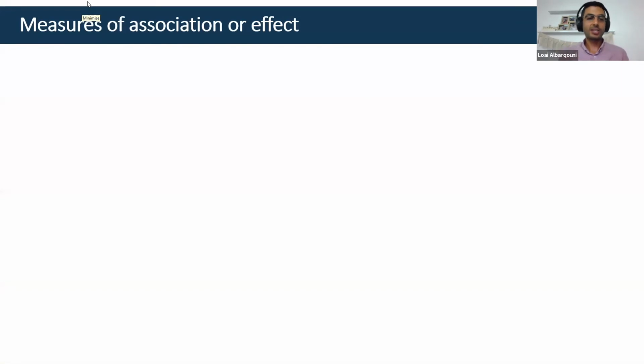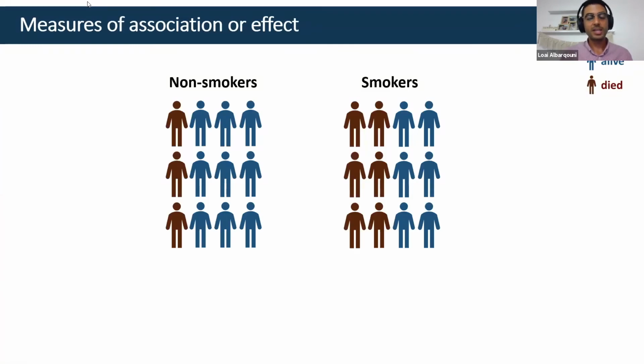So usually if you have an association or effect and you would like to measure the difference between the two groups. Let's take an example. You have two groups, one group of non-smokers and one group of smokers, and the outcome that you are measuring is cardiovascular disease or coronary heart disease. In the non-smoker group you have 12, and out of these 12, 3 died, for example, due to cardiovascular disease. And here you have 6 out of these 12 who died of cardiovascular disease.